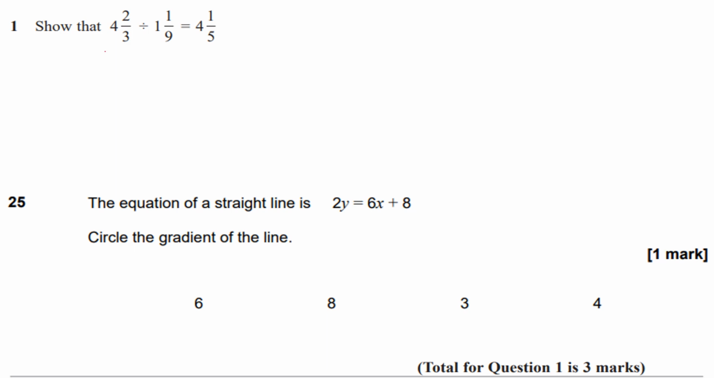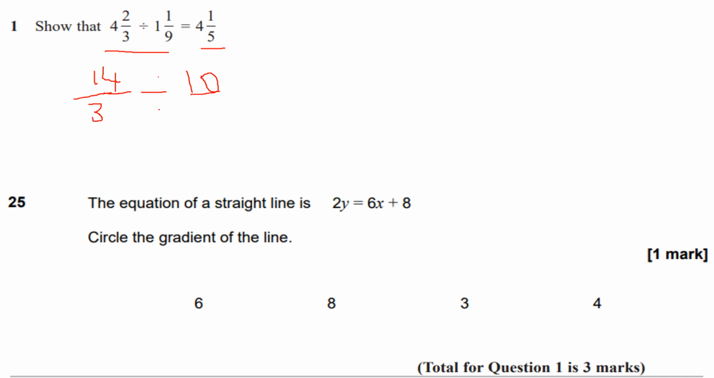Show that 4 2/3 divided by 1 1/9 equals 4 1/5. So it's dividing mixed numbers. First of all, change them to improper fractions. So this first one, I'm going to do 3 times 4, which is 12, and then add the 2, and I'm going to get 14. So I'm going to get 14/3 divided by, well, that will equal 10/9.